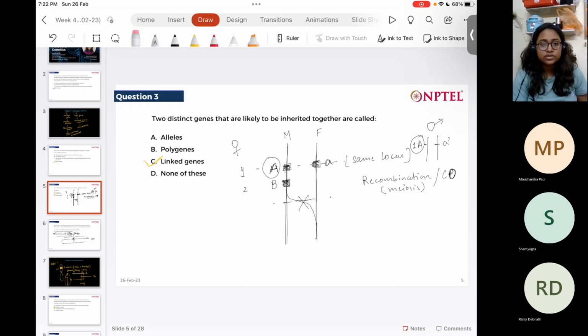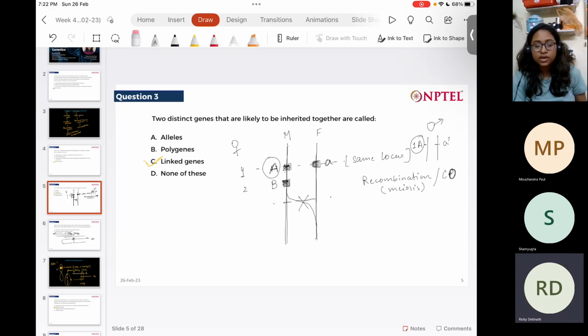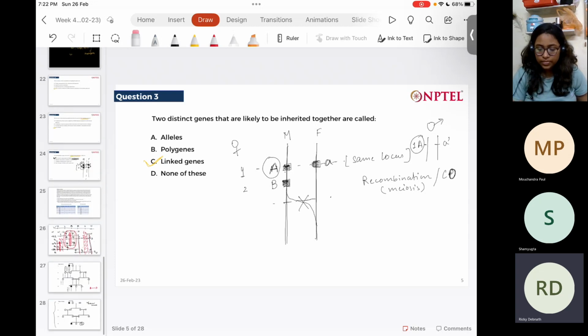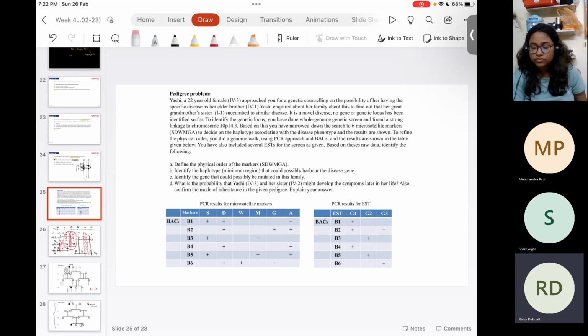So these were the first three questions. Any other query? Regarding the last one, the physical order you have mentioned, how to do it? Physical order is a kind of tricky calculation which we have to do. How can we do that, because there isn't any practice, I think.